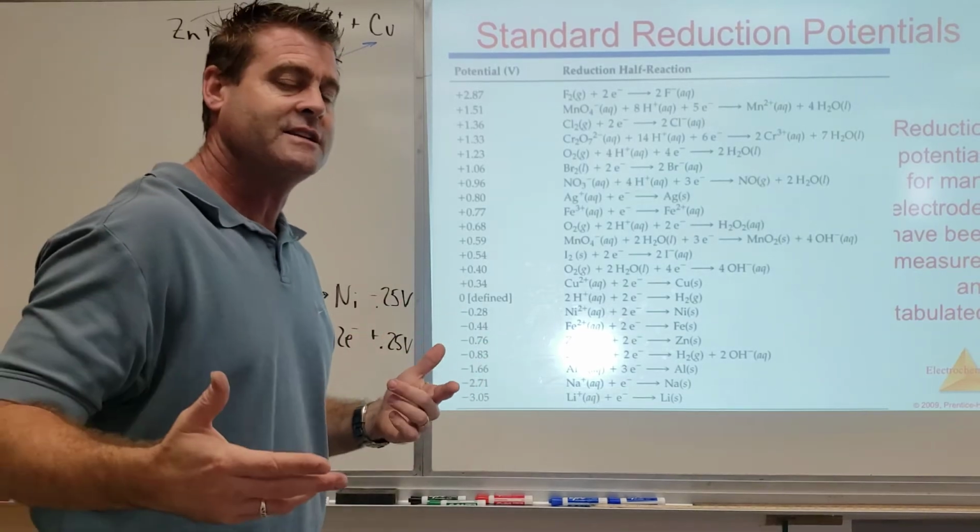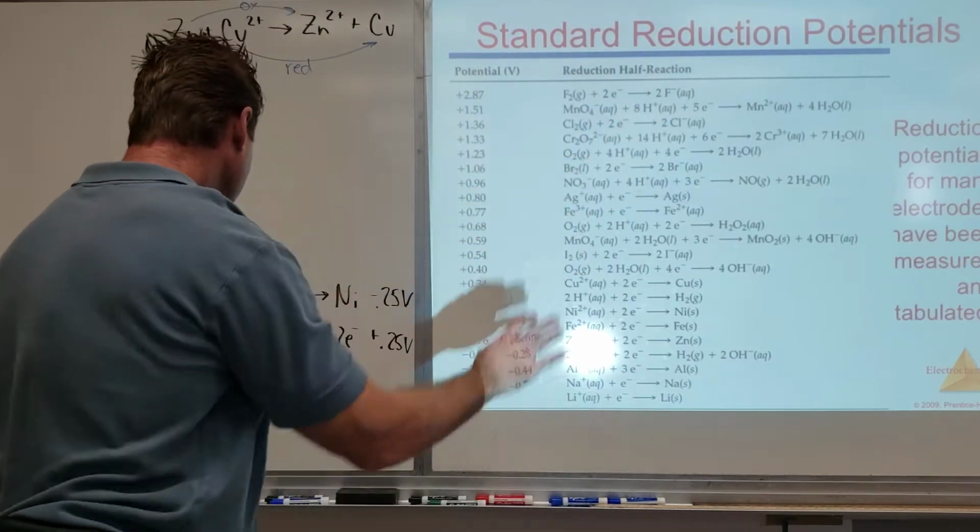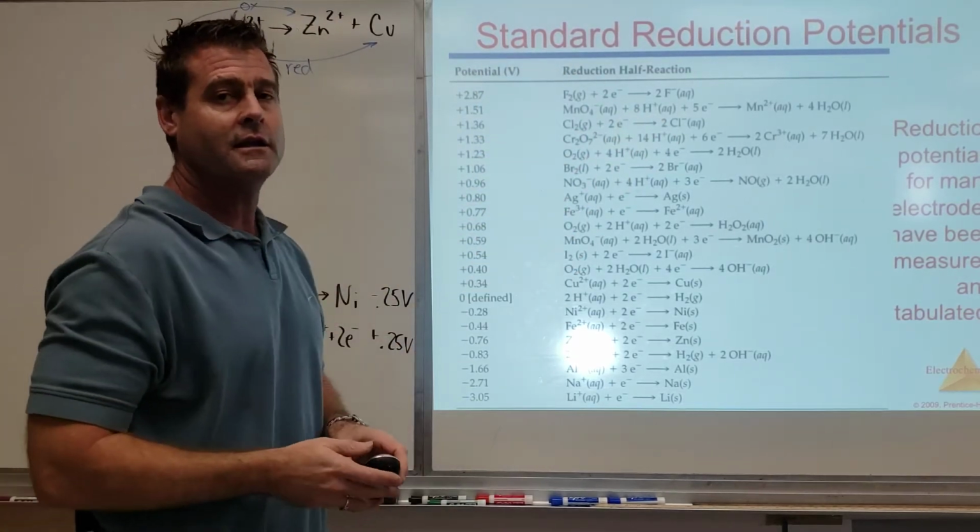Because you guys know, what do metals have a tendency to do? They have a tendency to lose electrons, not gain electrons. So we're going to show you guys how you can use these reduction potentials to ultimately calculate the voltage on a voltaic cell.